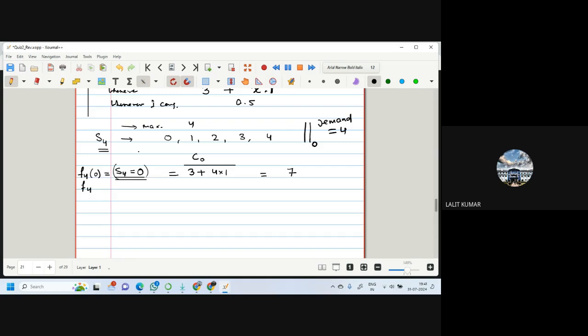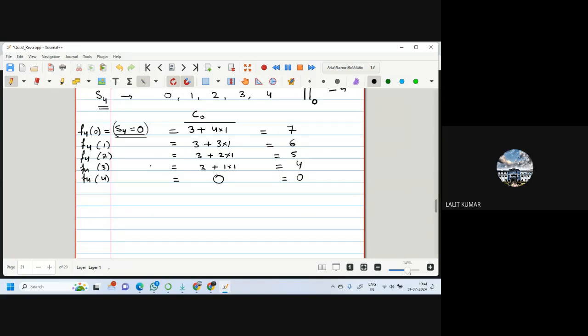If my state was 1, for example, I had 1 item, then I have to order only 3. So F4(1) is 6. Now F4(2), if I had 2, then I have to order only 2. So it is 5. F4(3), I order only 1. So it is 4. And if it was F4(4), then I don't have to order anything. It is 0. Okay, very nice.